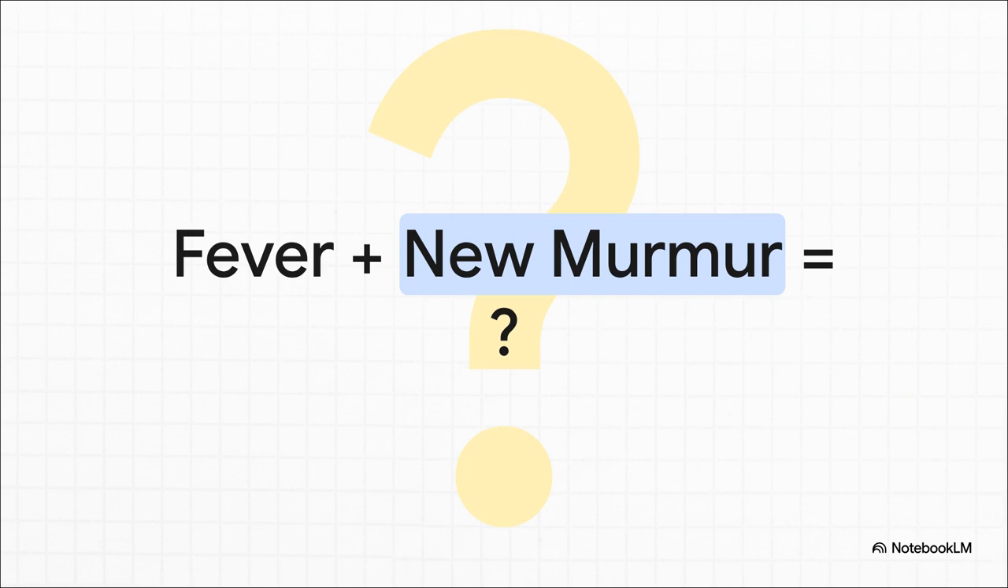You've got a patient in front of you, they've got a fever, and when you listen to their chest, you hear a new murmur. So what's shooting to the top of your differential? It's got to be infective endocarditis, right? This is one of those presentations you just cannot afford to miss.